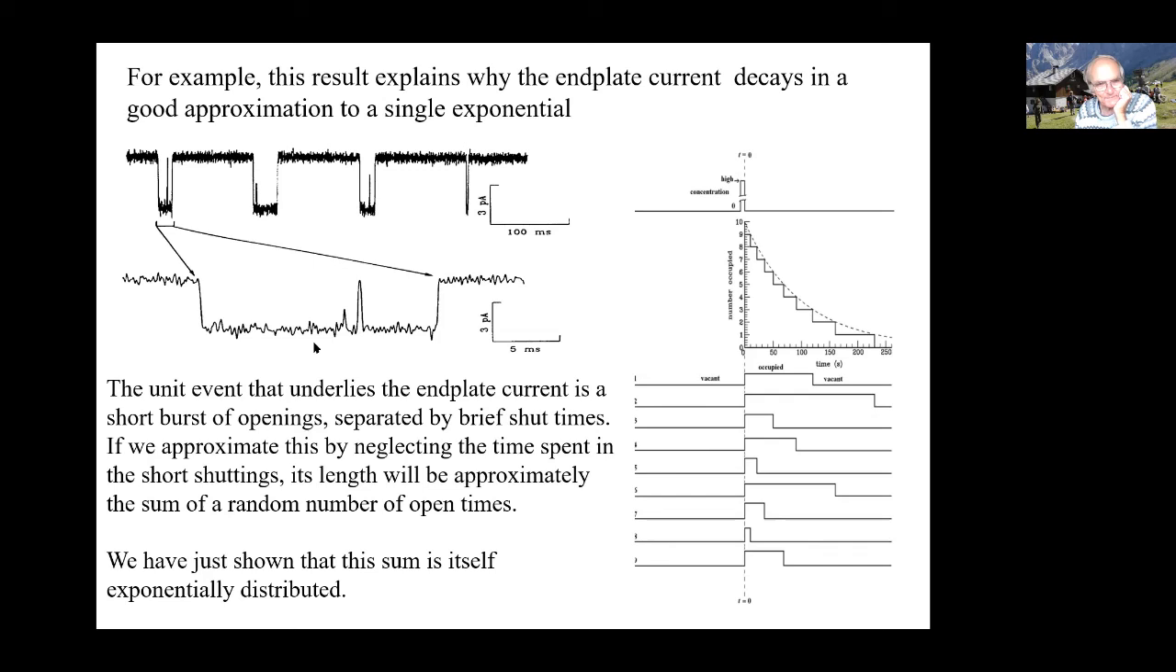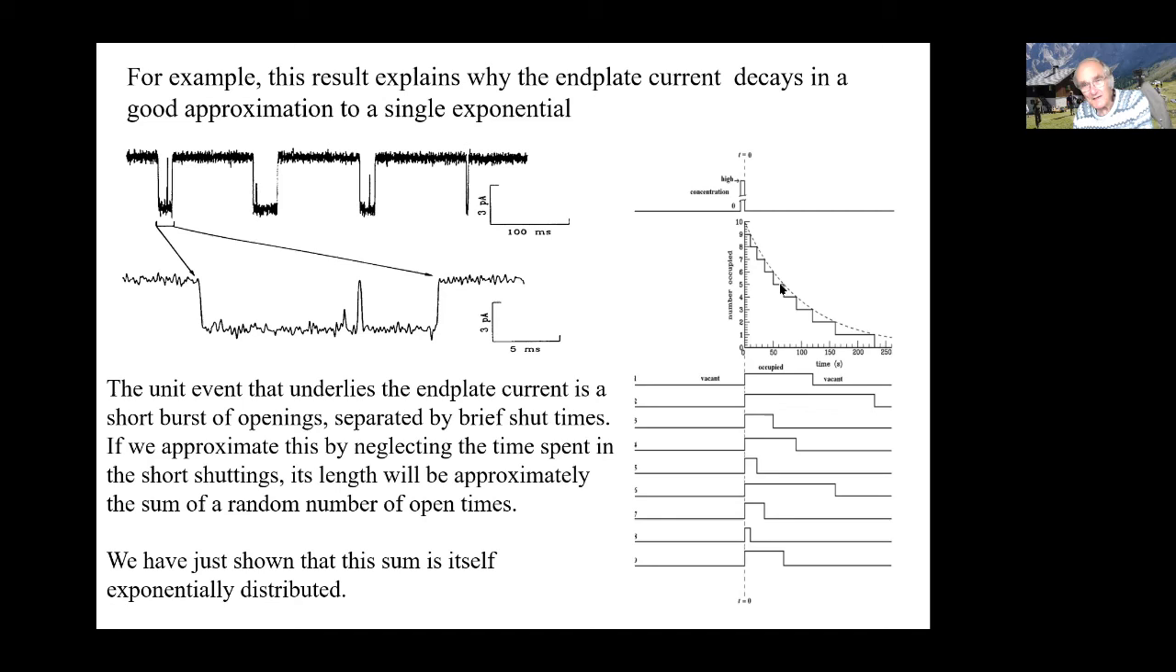If we just look at the total length of the burst, it consists of R openings and R minus one shuttings, but the shuttings are very brief compared with the openings. So if we just approximate this as being the sum of R open times, then its distribution should be exponential according to what we've just derived. And its mean should be the mean number of openings times the length of an opening. So although these are bursts, they're roughly exponentially distributed, and so their sum gives a decay which has a time constant equal to the mean burst length.